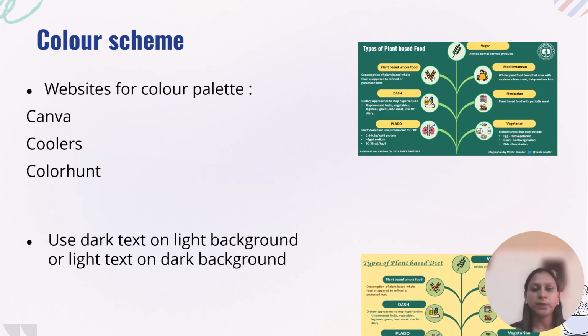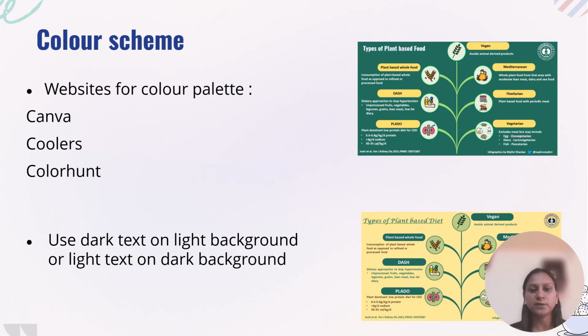For example, you can see in these two infographics, in the first infographic the background is dark but the text is light, so it becomes easier for you to read. Similarly, here the background is light so the text is dark. If it is a light background and light text, it becomes very hard for the eyes to read and the text won't be very clear.